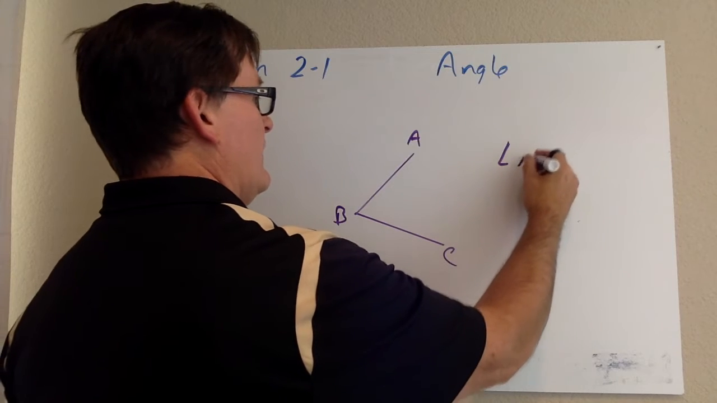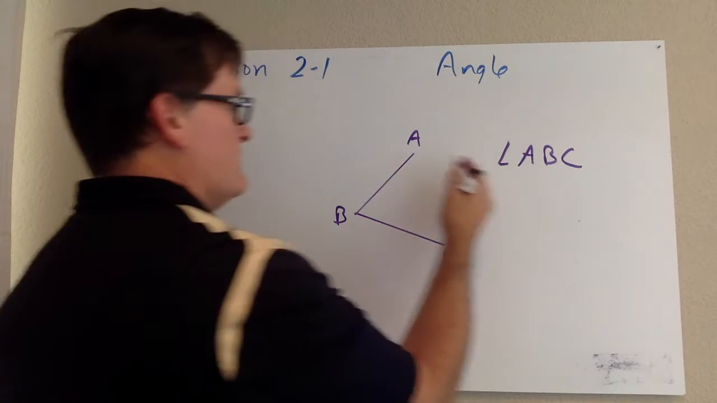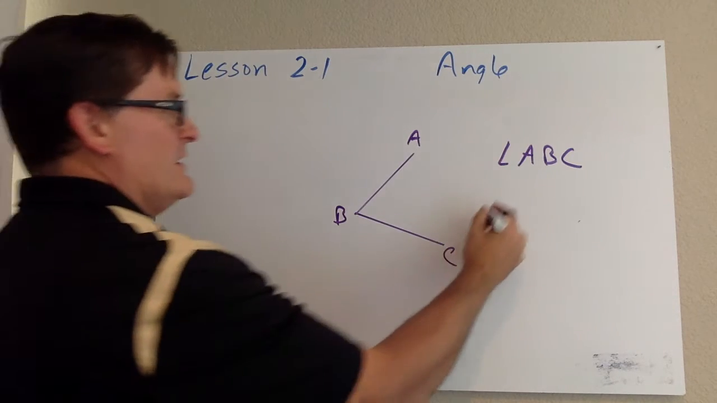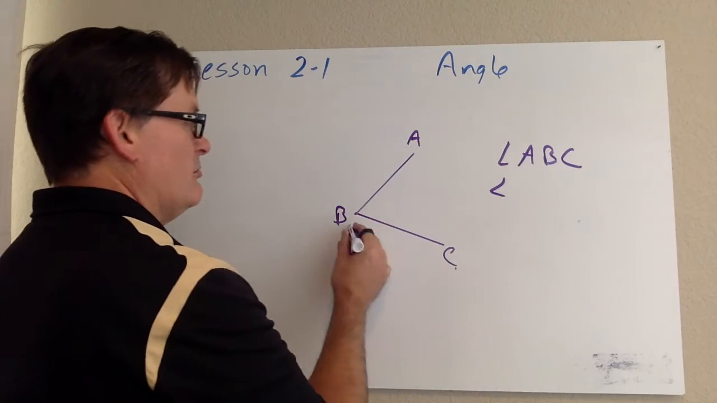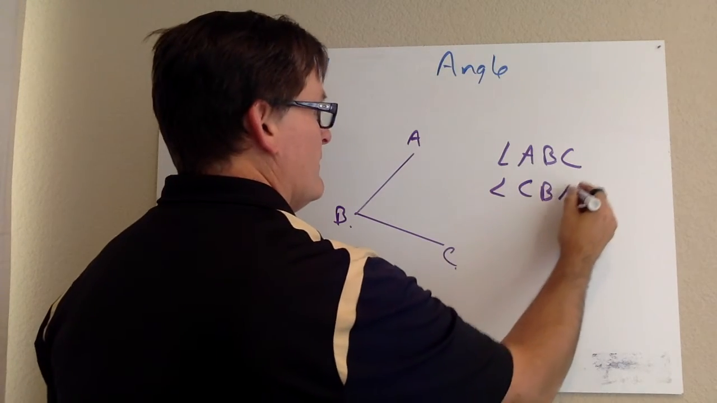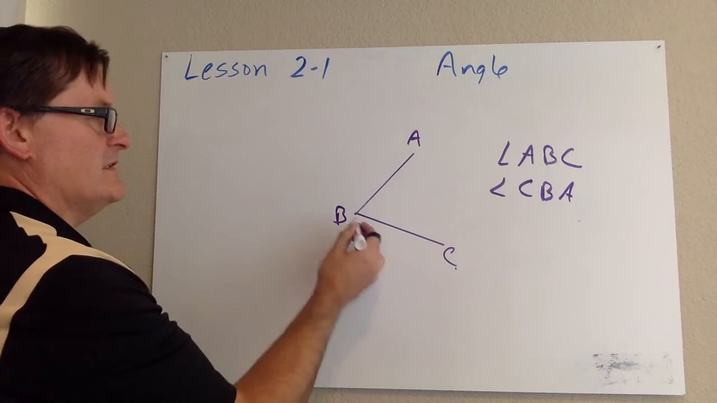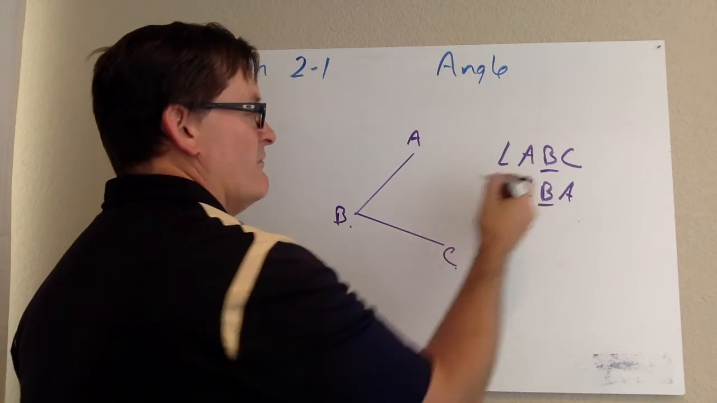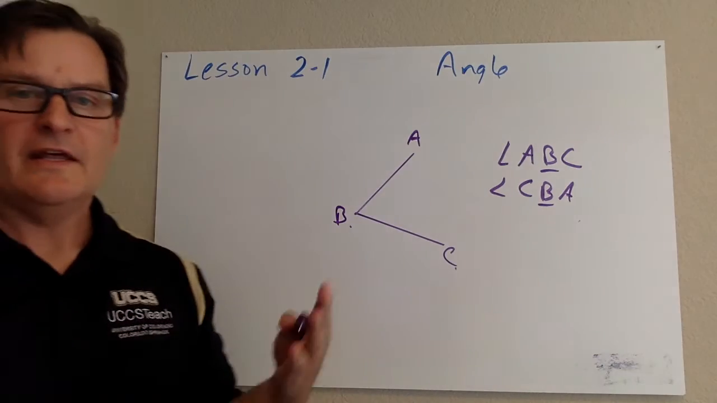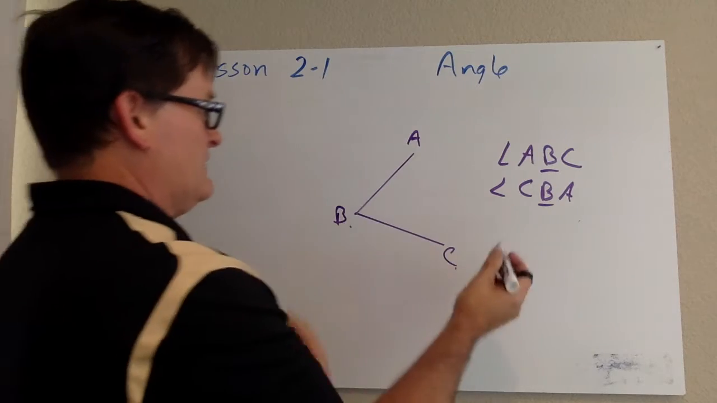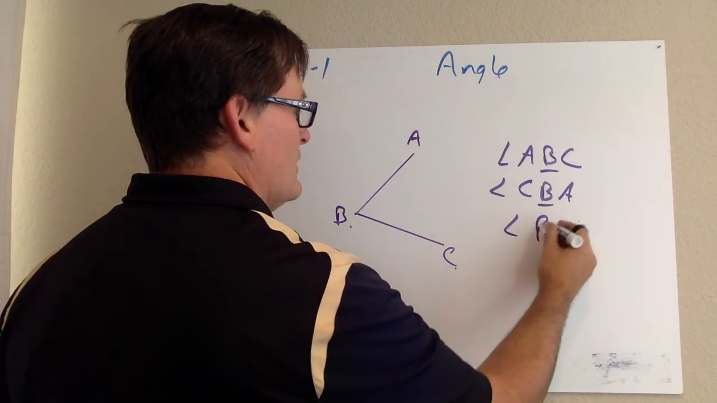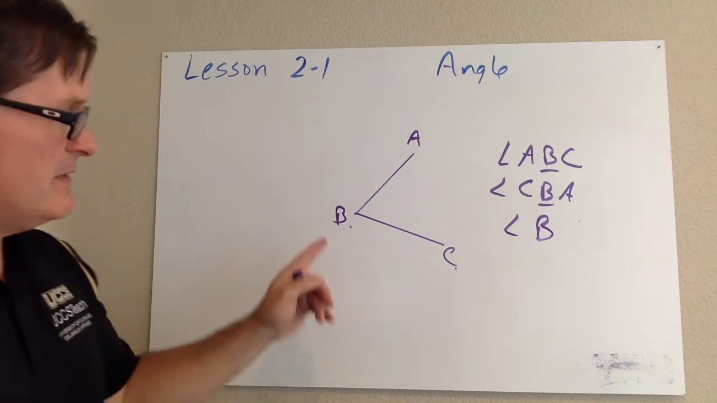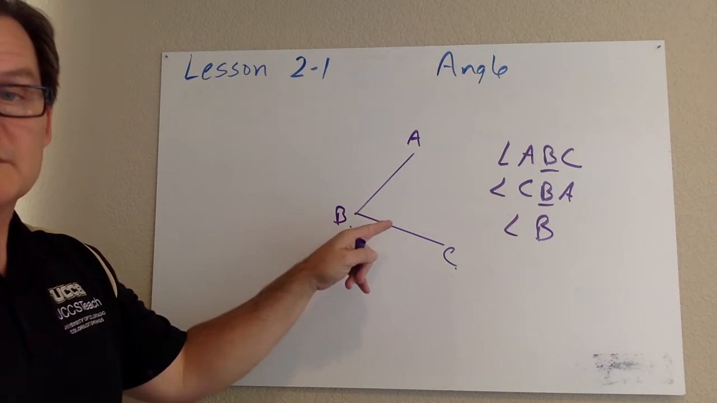It could be called angle ABC, so it really kind of makes sense, A, B, C. It could also be called angle CBA. Doesn't matter the direction, as long as B is the vertex, the center of the angle. And there are also occasions, and this standalone angle would be one of them, where you could just simply say that's angle B, and someone would know you're talking about that angle specifically right there.